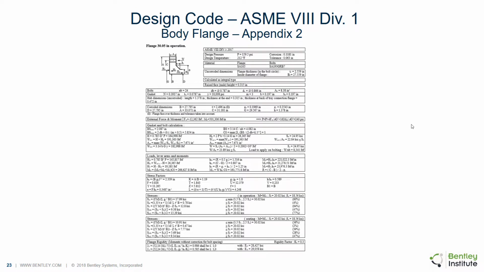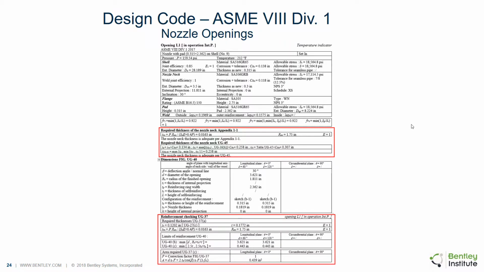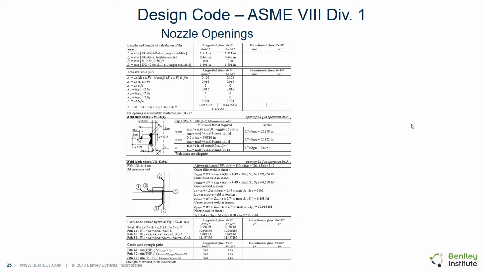The body flange calculations are performed in accordance with Appendix 2. The stresses are computed and checked with allowable stress values and percentage of allowable specified. In the nozzle opening calculations, the nozzle thickness is verified in accordance with Appendix 1-1 and UG 45. The reinforcement checking is performed with respect to UG 37, and limits of reinforcement are verified with UG 40. Further, the weld size check is verified with UW 16C and weld load checks performed with UG 41, 45 and UW 15.